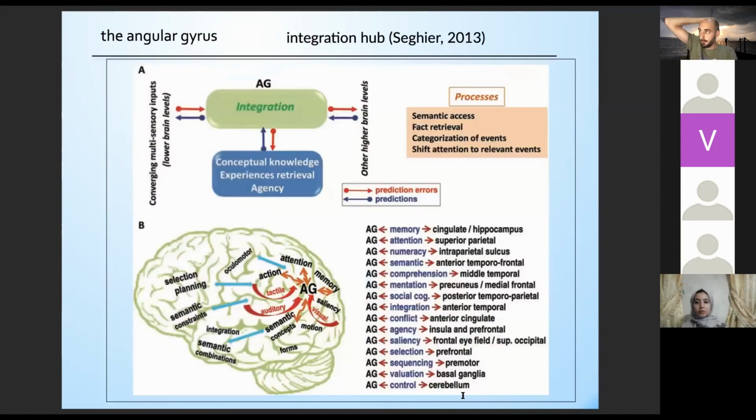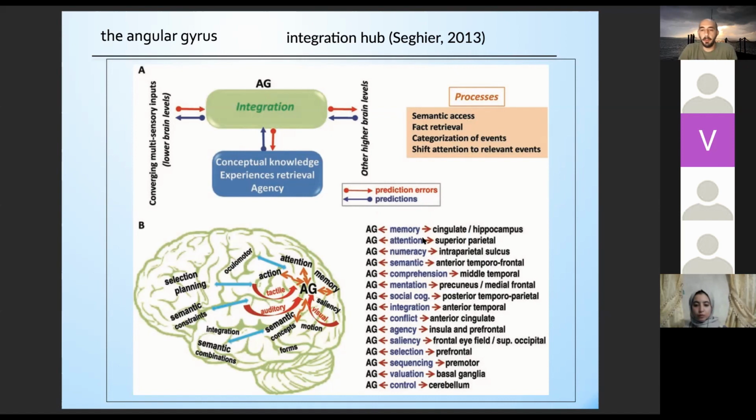Right, so in another paper by Seghier in 2013, there's actually this kind of nice picture that tells you what the role of the angular gyrus could be. Multimodal, multifunctional integration. So it receives multisensory input, which is already processed from associative areas, right? Like for instance, selection planning, semantic constraints, semantic combinations in different modality, semantic concepts, semantic form, but also attention, action, memory, saliency.